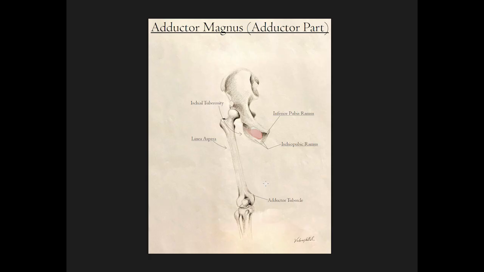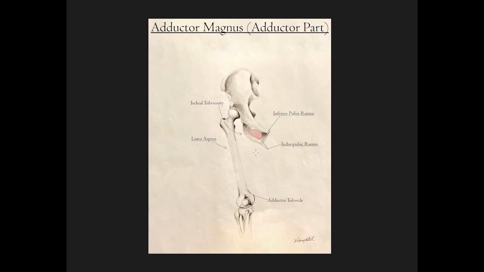So the attachment for the whole muscle as a whole is going to be onto the ischial tuberosity right back here, the inferior pubic ramus, the ischiopubic ramus, okay? So realize that the ischial tuberosity, the ischiopubic ramus, and the inferior pubic ramus are all one continuous bony structure, okay? So this is where Adductor Magnus gets its name of Magnus from. It's a very wide muscle that attaches to this whole entire bony process right here, okay?